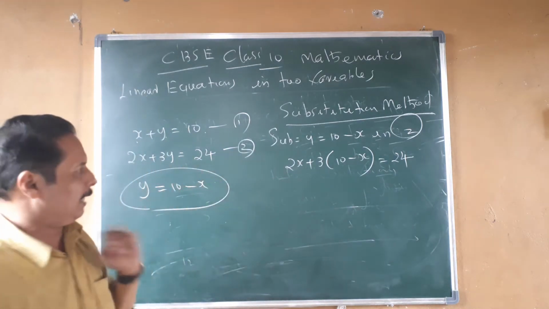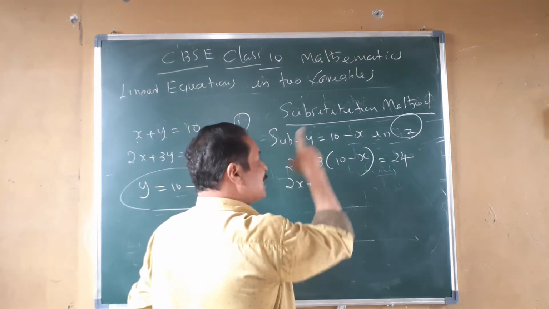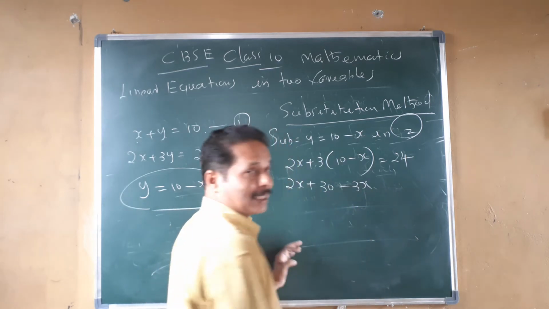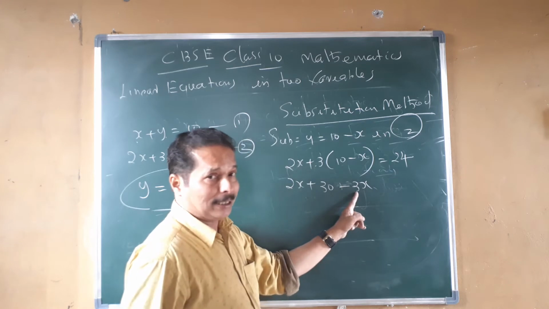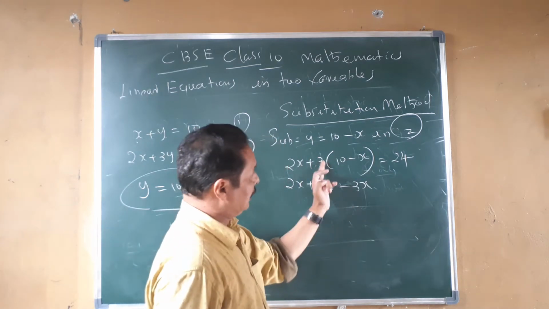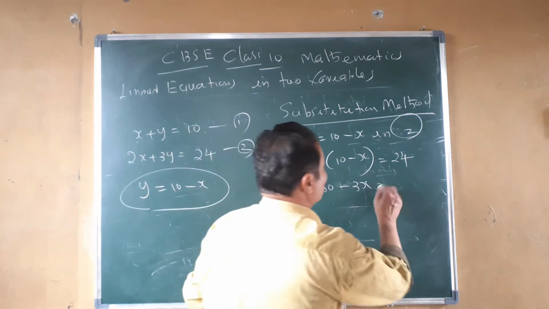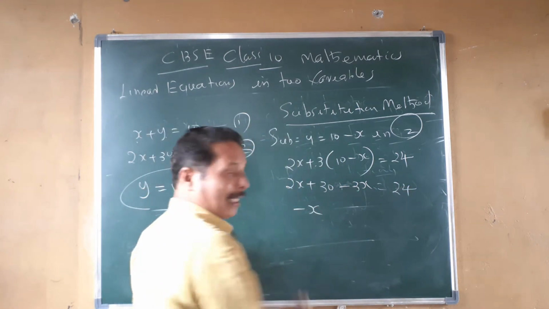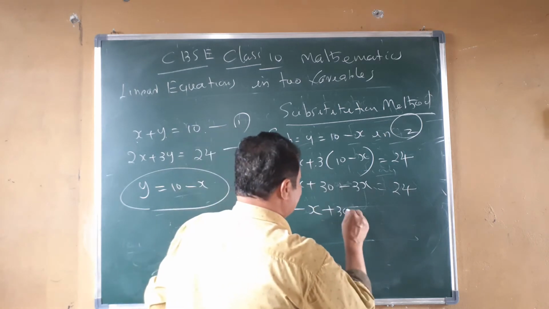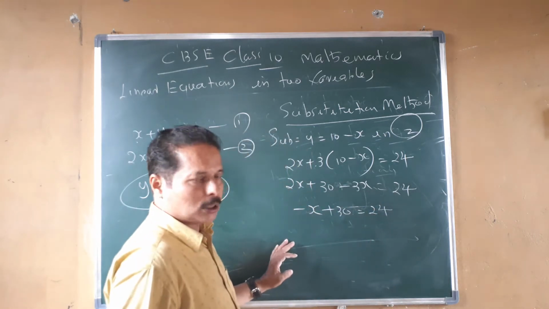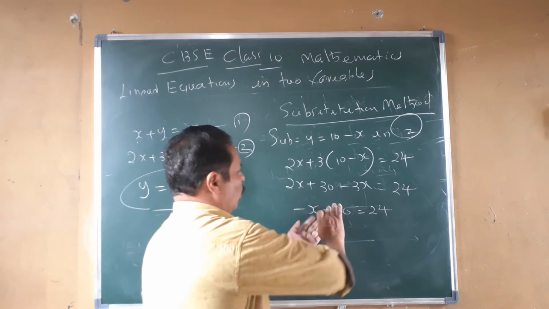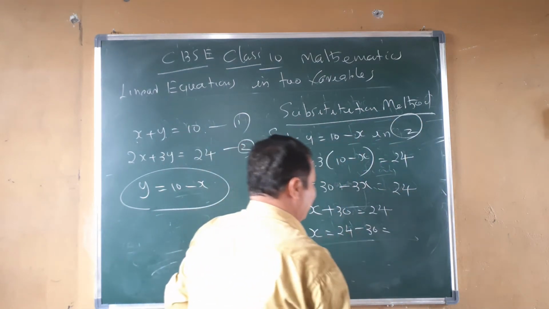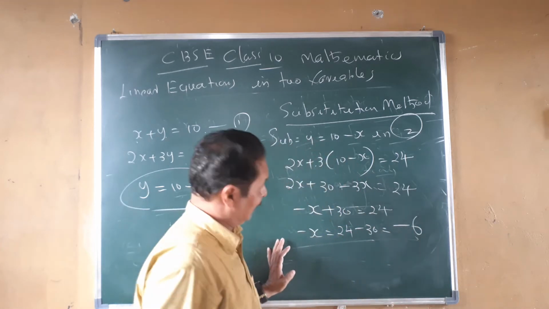You get the substitution? So 2x plus 3 into 10 is 30, 3 into minus x is minus 3x. So 2x plus 30 minus 3x equal to 24. Okay? Now 2x minus 3x is minus 1x, plus 30 equal to 24. Any doubts? Now minus x equal to 24, and plus 30 transferred to that side is minus 30. 24 minus 30 means minus 6.